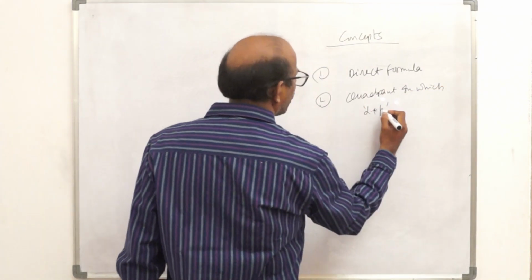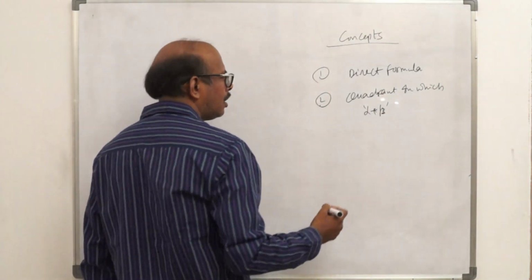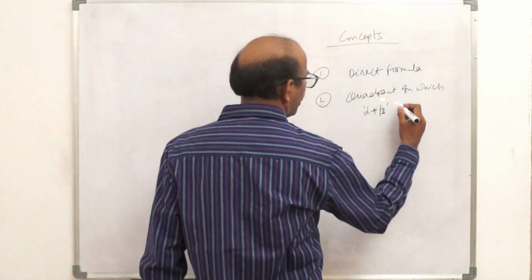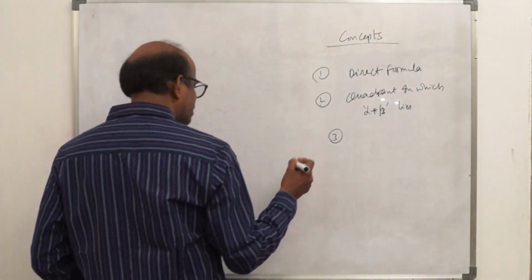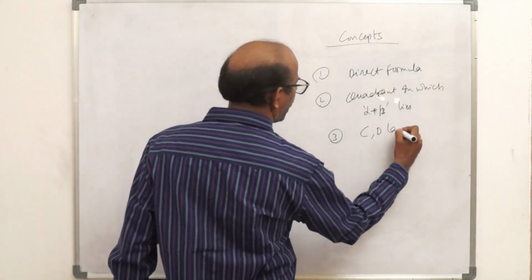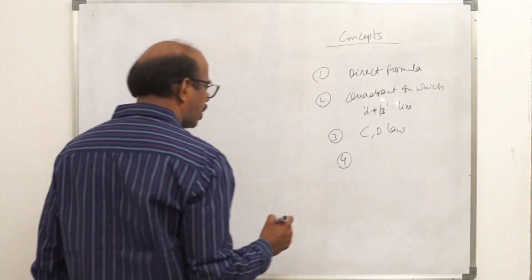Suppose alpha and beta are two individual angles, and alpha plus beta is the compound angle. Quadrant in which alpha plus beta lies. And CD law application, meaning componendo dividendo law.